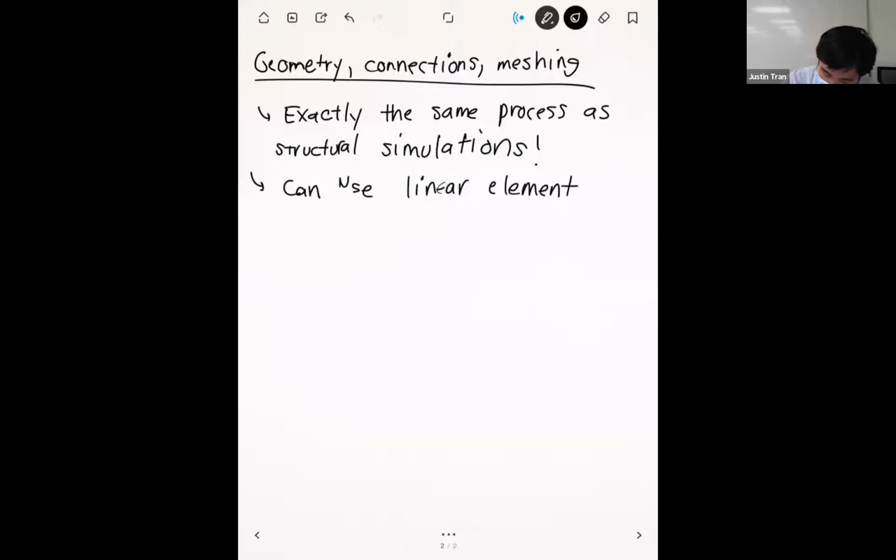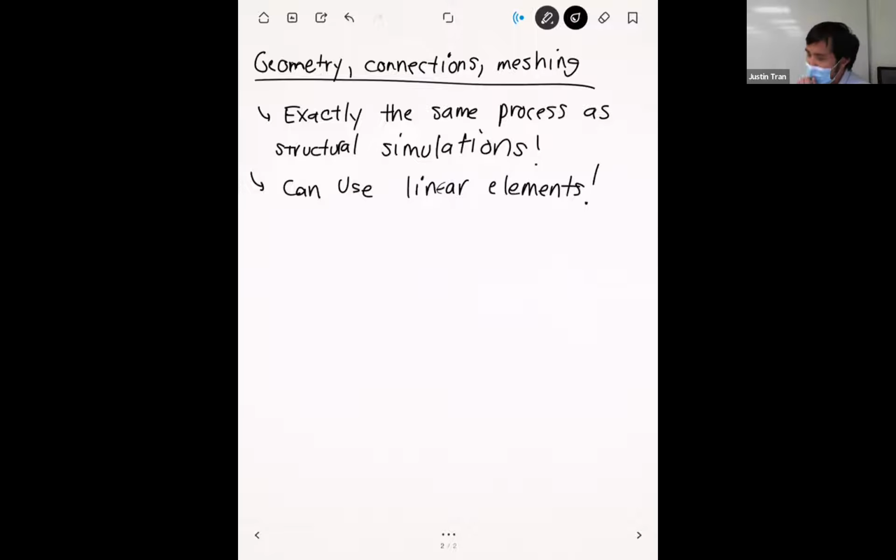Okay. And so the nice thing about thermal simulations is that you can actually use linear elements. Up to this point in the class, you might be thinking that linear elements are absolutely useless because we literally never used, well, we did use them in dynamics. But for most cases, we haven't used linear elements at all. But for thermal simulations, because the governing equation is relatively easier to solve, we can use linear elements here and it's not going to cause an issue.